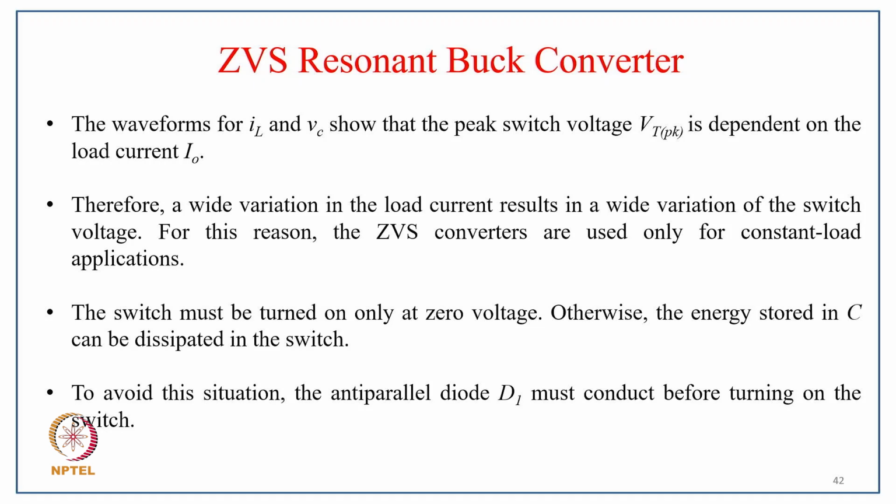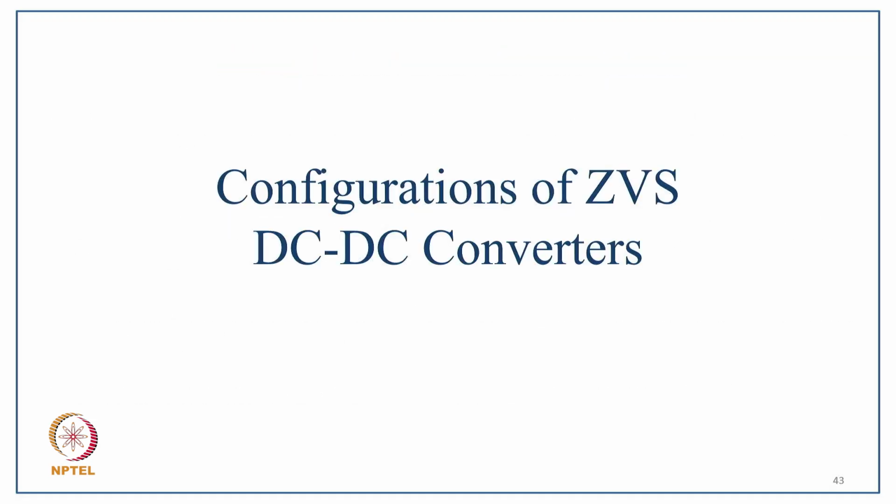For this reason, the ZVS converters are used only for constant load applications, and the switch must be turned on only at 0 voltage, otherwise the energy stored in C can be dissipated in the switch. And to avoid this situation, the antiparallel diode D1 must conduct before turning on the switch.